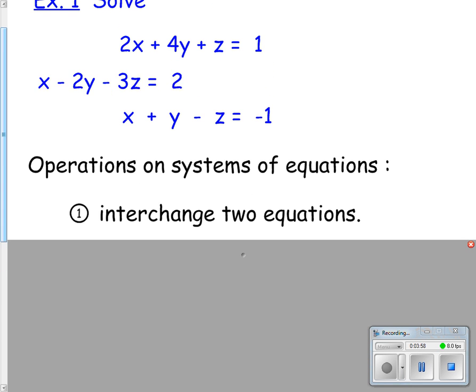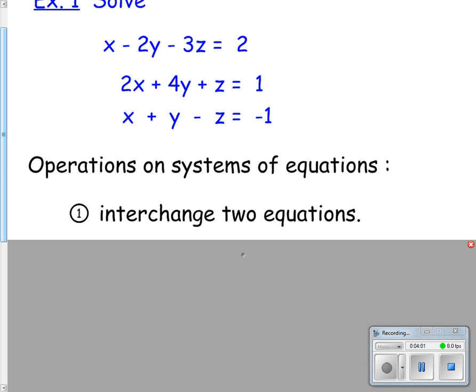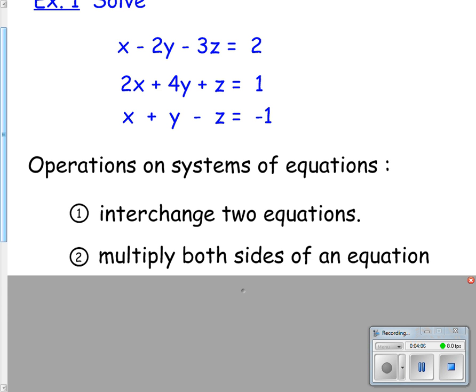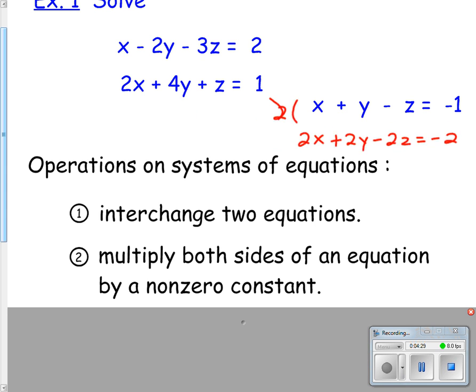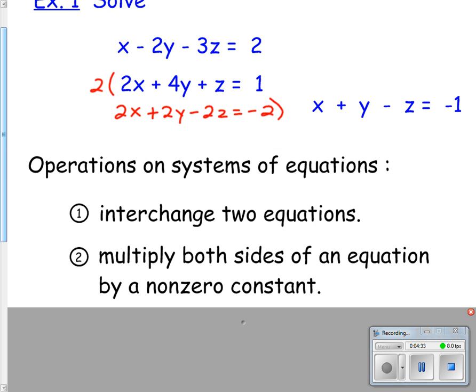For example, just doing that should not change the solution to this system. The second thing you're able to do is multiply both sides of any one equation by a non-zero constant. For example, if I multiplied the third equation by 2, I'd come up with 2x plus 2y minus 2z equals -2. Replacing that third equation with this multiple of the original third equation still gives us a system that has the same solution.